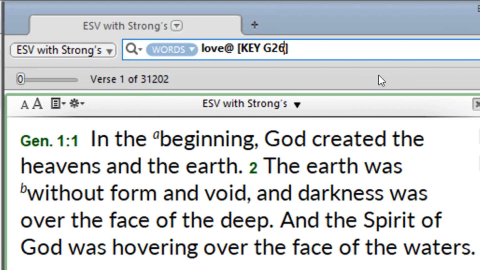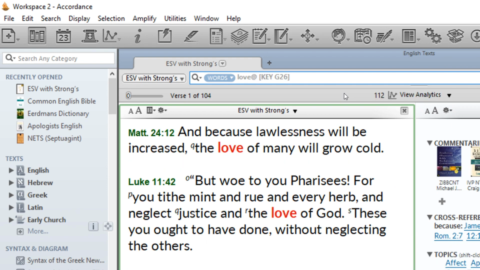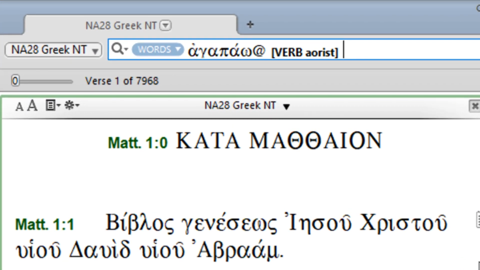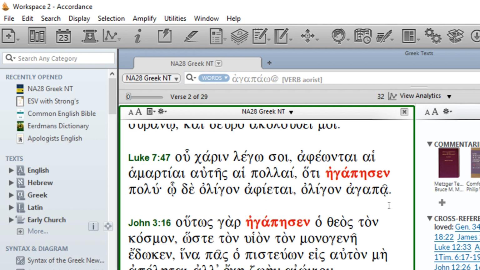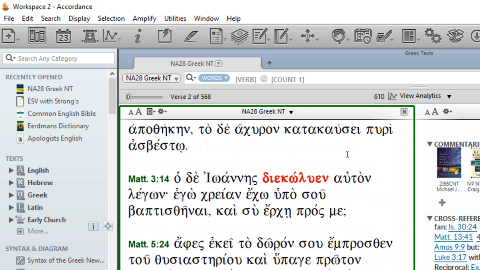Use the at symbol to join a tag to a word. The at symbol is used to join multiple search criteria which must be applied to the same word. Love, joined to the key number G26, will find love only when it's been tagged with key number G26. Agapao, joined with aorist verb, will find agapao only when it appears in the aorist tense. Verb, joined to the count command of 1, will find all verbs which only appear one time.